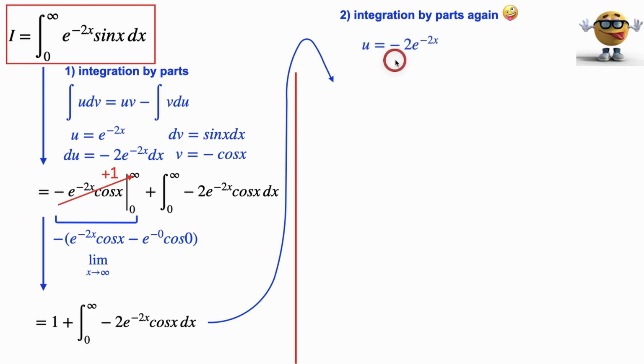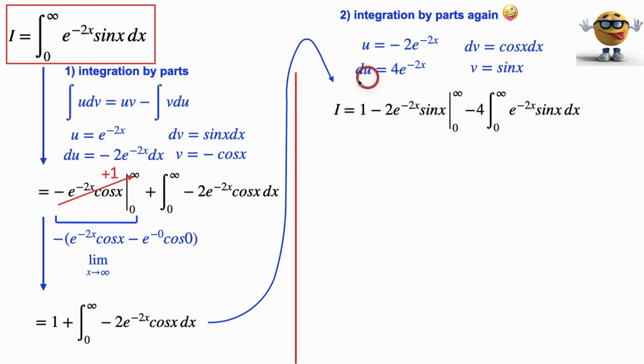So u equals negative 2 e to the negative 2x. This is our u right here. And dv is everything else, cos x dx. Now if we take the derivative, du equals 4 e to the negative 2x dx. And if we integrate, v equals sine of x. Now if we plug it into our integration by parts formula, this is what we get.